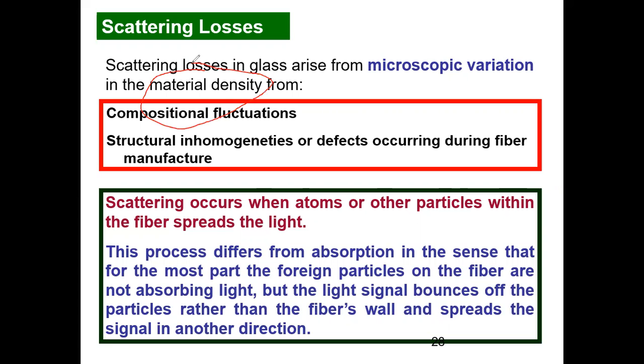Then we keep stretching the same thing further and further. Some impurity is present. Remember, in absorption also there was an impurity, but it was absorbing the light. Here, based on the density, how big that impurity's density is, accordingly scattering loss will be there because there are various kinds of scattering loss. So scattering loss arises from microscopic variation in the material density. Material density of what? Of that foreign particle.